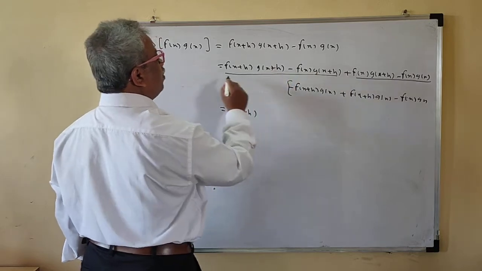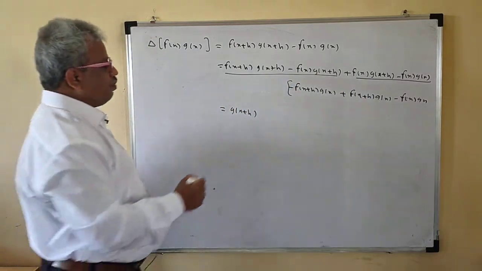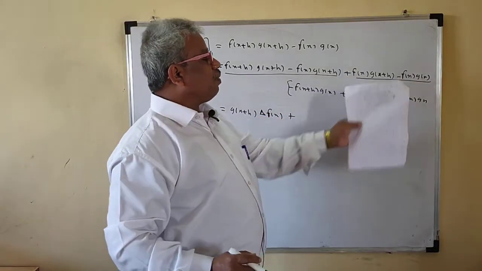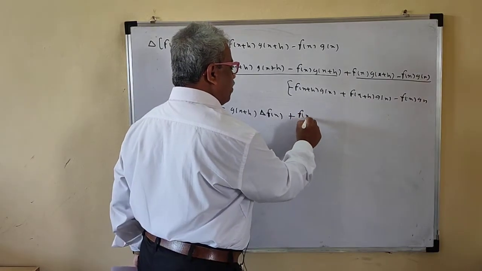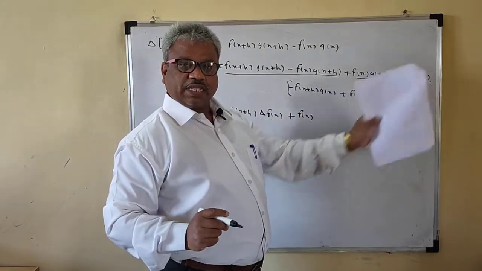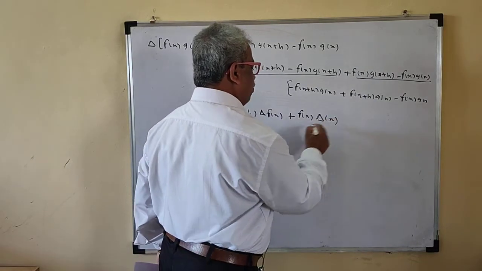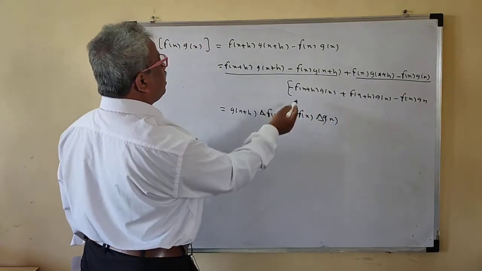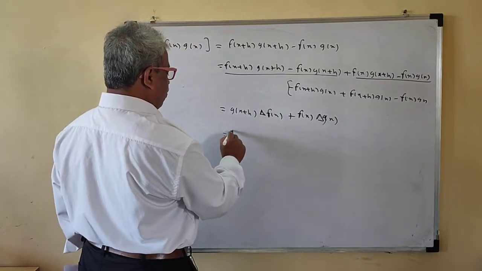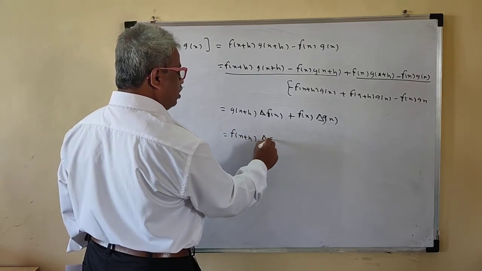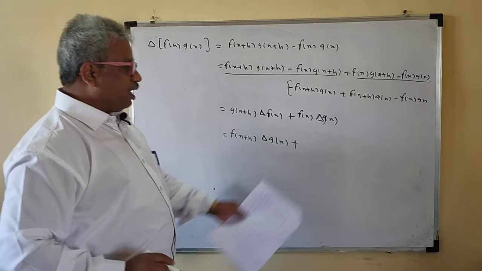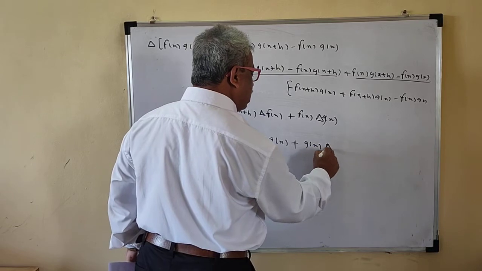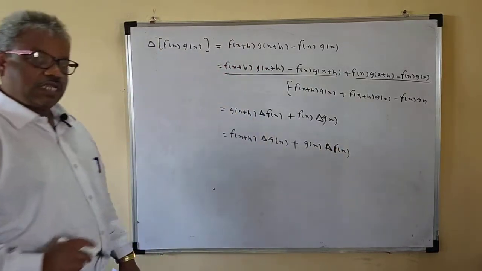If you take g of x plus h common, then what we get is f of x plus h minus f of x, that is Δf of x. Now here you can take f of x common, and you get g of x plus h minus g of x, that is Δg of x. For the other form, you take f of x plus h common, then you get Δg of x, and taking g of x common gives Δf of x.